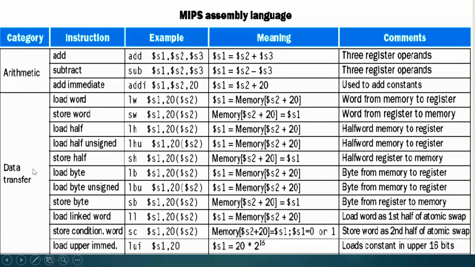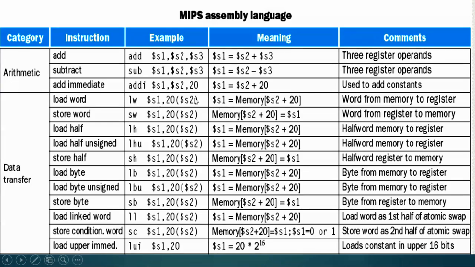Same for data transfer. What is data transfer? These are the instructions you have: load word, store word, load byte unsigned, store byte, load byte, and so on. These are the various instructions, but normally you use only load word and store word. What is the general format for load word? lw $s1, 20($s2). What does it mean? In memory, the 20th location offset from $s2 is read, and the value is going to be stored in $s1.